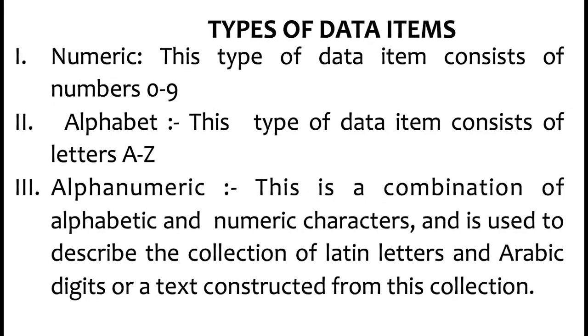We have three major types of data items. The first, we have the numeric, we have the alphabetic, and we have the alphanumeric. The first is the numeric. This type of data item consists of numbers, and these numbers range from 0 to 9. Don't get confused. Don't say, is it only 0 to 9? Numbers consist of 0 to 9.